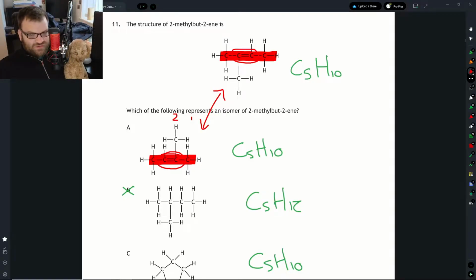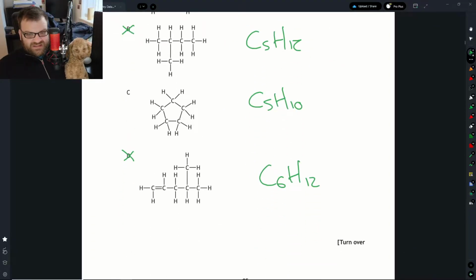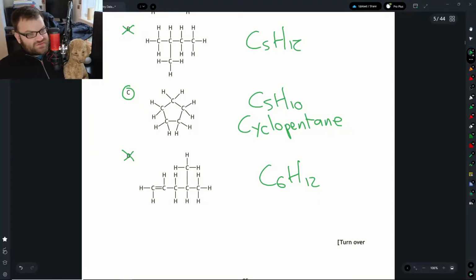A is also 2-methyl-butane. Whereas, if we go down to C, C is cyclopentane. It has got a different name, it's arranged differently, it is an isomer, so C is the correct answer.